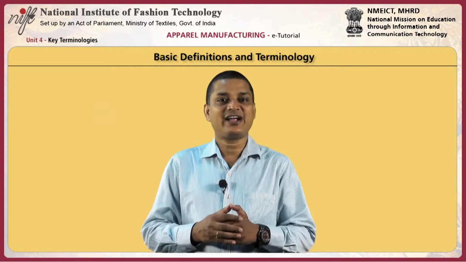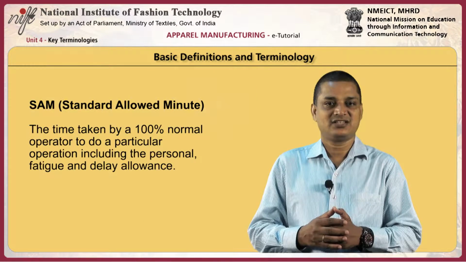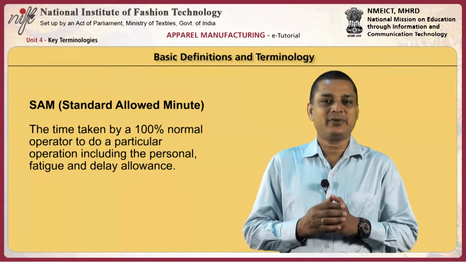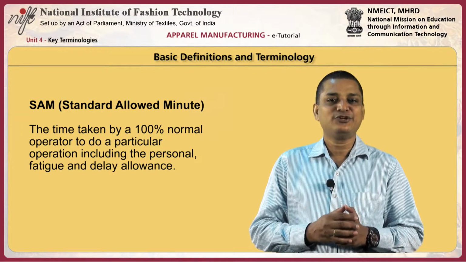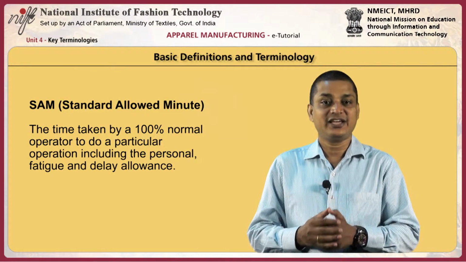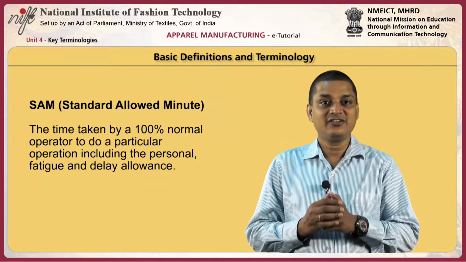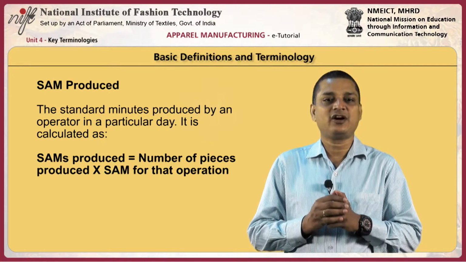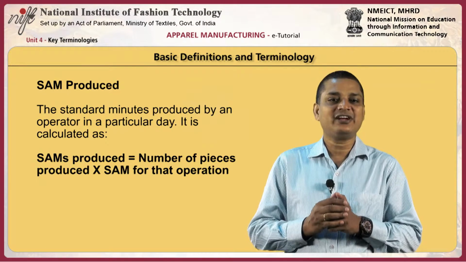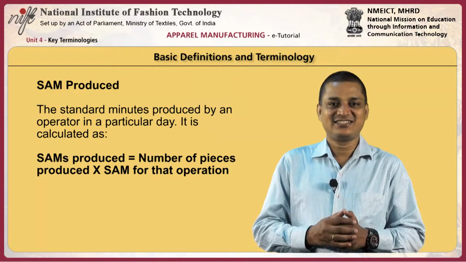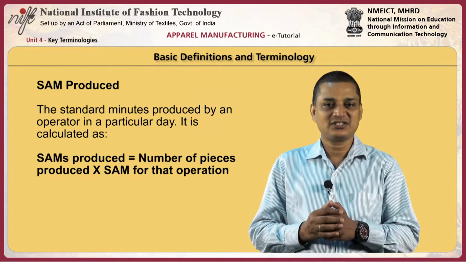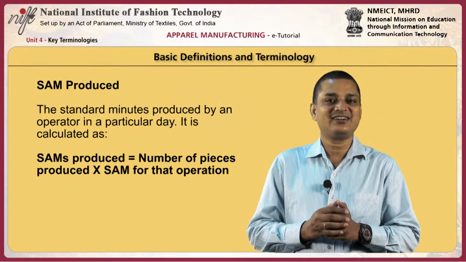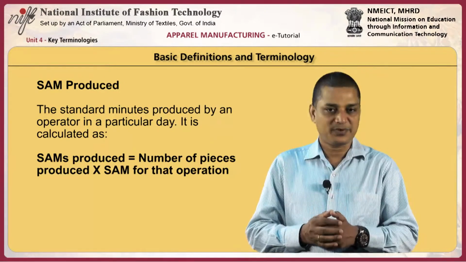Let us now look at some more definitions. Standard allowed minute: the time taken by a 100% normal operator to do a particular operation, including the personal, fatigue and delay allowances. The standard time produced by an operator in a particular day is calculated as: standard allowed minute produced is equal to the number of pieces produced multiplied by the standard allowed minute for the operation.